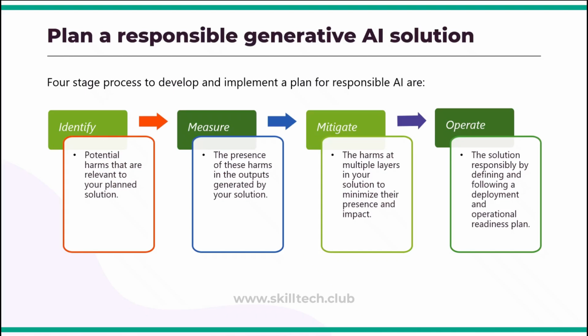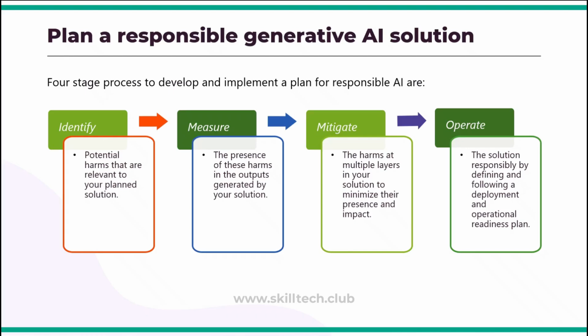And finally, the 4th stage of this is operate. You have to operate the solution responsibly by defining and following a deployment and operational readiness plan associated with that. The stages correspond closely to the functions of the risk management framework associated with generative AI, which is standardized guidelines followed by most organizations. The remainder of this learning objective discusses each of the stages in detail.